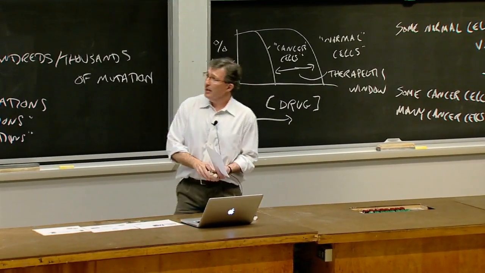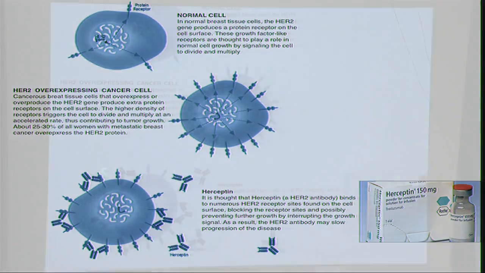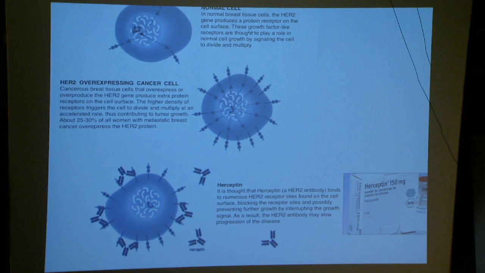So this is what it looks like. This is actually the drug package, and this is what I just described to you. Normal cells, cancer cells, Herceptin antibody binding to and blocking the function of this abnormal number of growth factor receptors.